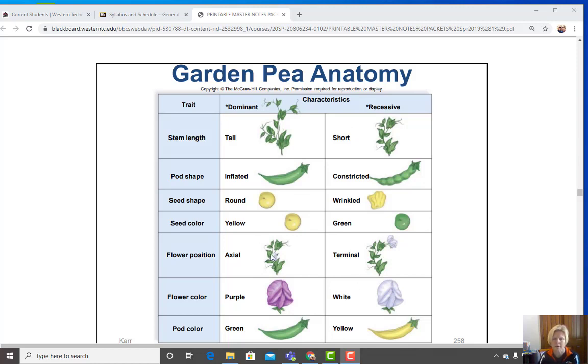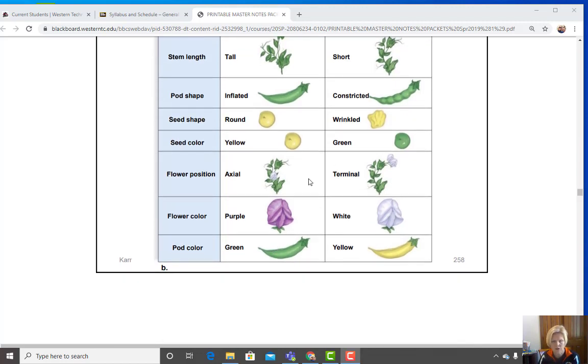Because remember, the dominant trait is the one that we see expressed in the offspring. So if they carry the dominant allele for a round seed, we're going to see that expressed in the offspring if they inherit that dominant allele. So flower position would be if it's axial, like the flowers here somewhere along the stem, or terminal, the flowers on the end. The color of the flower, purple was dominant over white, and the color of the pod, green was dominant over yellow.